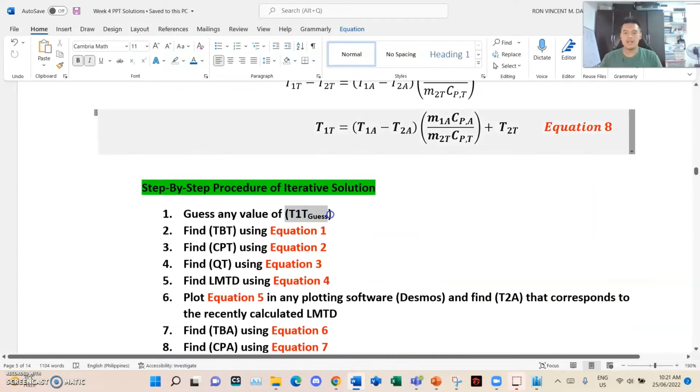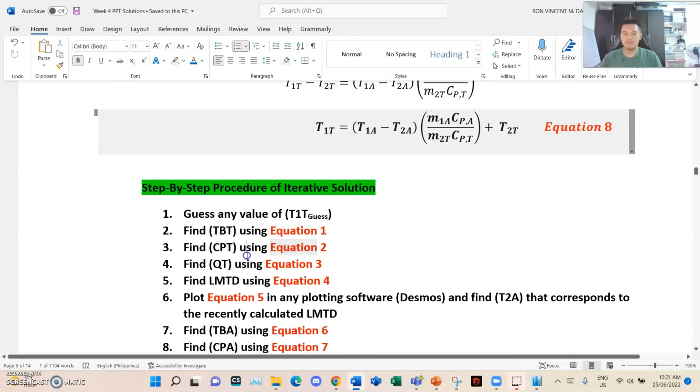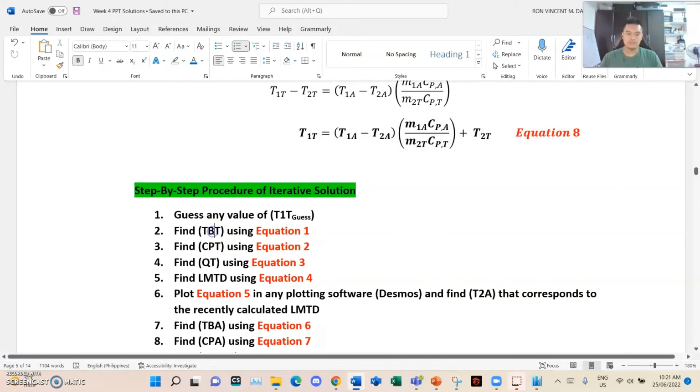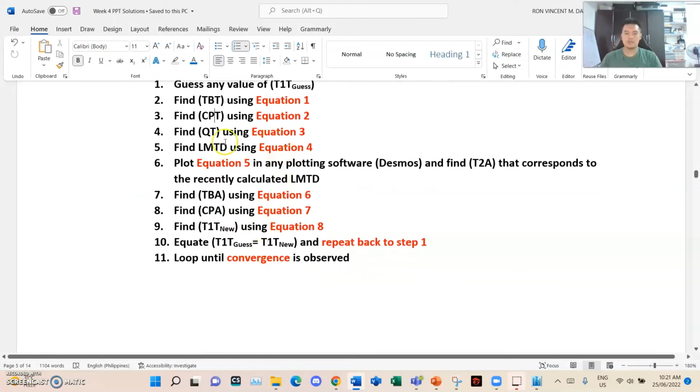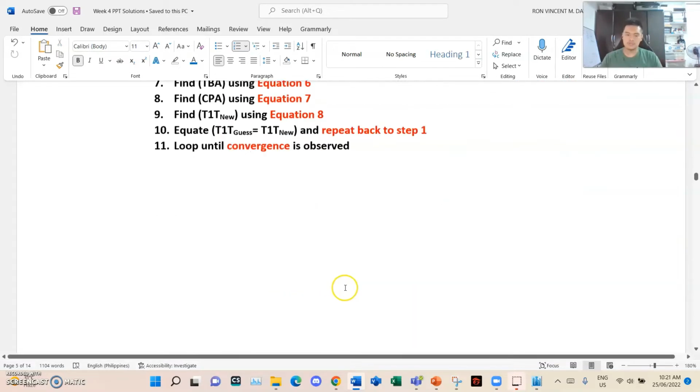So I would guess any value of T1T, then using equation 1, I would find TBT. Using equation 2, I would find heat capacity. First, the bulk temperature and heat capacity. Equation 3, I would find the heat transferred. Equation 4, I would find the LMTD. Equation 5, I would plot the LMTD equation in Desmos and try to find T2A, or the outlet temperature of acetone. Then I would find the bulk temperature of acetone using equation 6, the heat capacity of acetone using equation 7, the new T1T using equation 8, and equate T1T to the guess and repeat back to step 1 and repeat until convergence is observed.